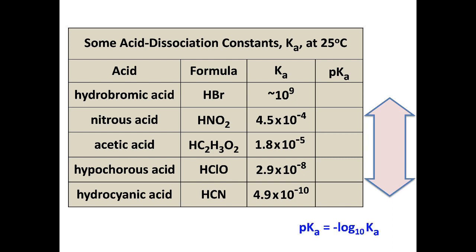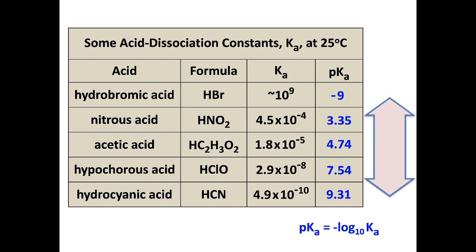And we sometimes use something called pKa, where, like with pH and pOH, p means negative log of, so pKa is negative log of Ka. If we take the negative log of 10 to the 9th, we get about -9. So remember, logarithms are like exponents, so the pKa of hydrobromic acid is -9. We do the same thing to nitrous, acetic, hypochlorous, and hydrocyanic and get the pKa values that are shown.